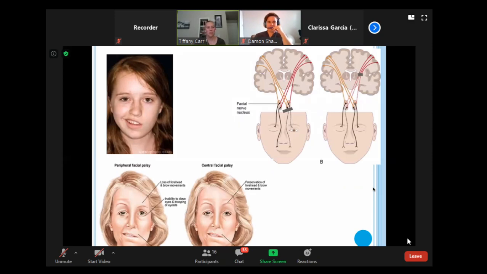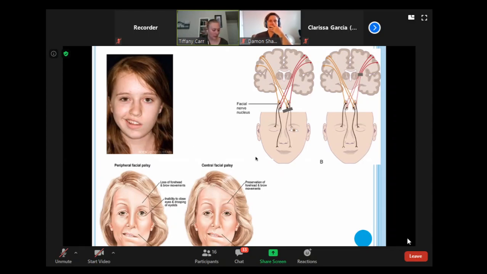All right, so based on this one here, Bell's palsy is also the most common mononeuropathy, and it is idiopathic with cranial nerve 7. So this girl has had an upper motor neuron lesion, and we know that because she has upper sparing. So she has forehead sparing. She can control her eye and her eyebrows, but the lower aspect of her face has been affected.